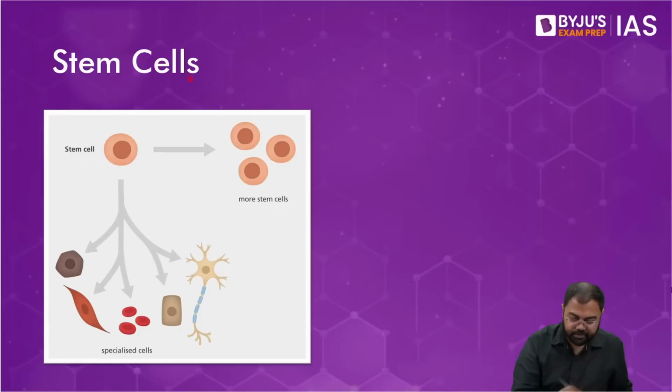So the next topic that we have is stem cells. Now, with regards to stem cells, first and foremost, try to understand what we mean by stem cells. Stem cells are undifferentiated cells. They are cells that do not have any specific function.